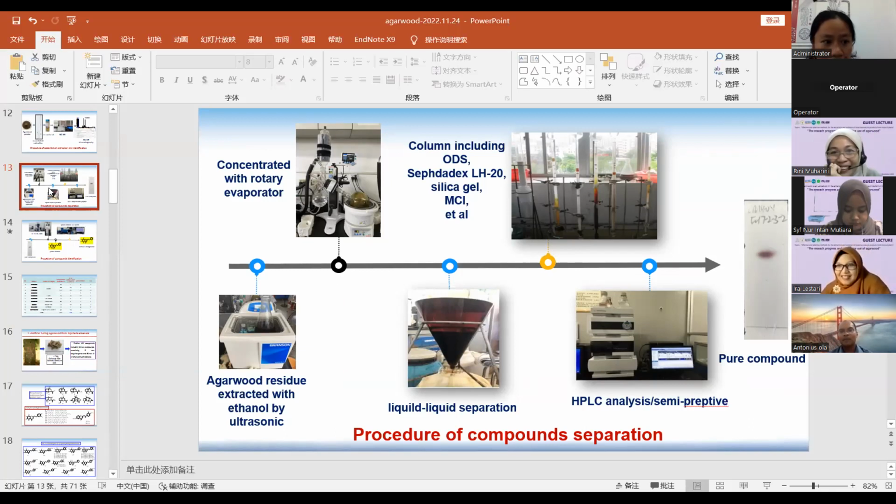It's so many steps. Yeah, I think the procedure is maybe similar. Just according to your sample, you have to know how to select the column and the solvent.